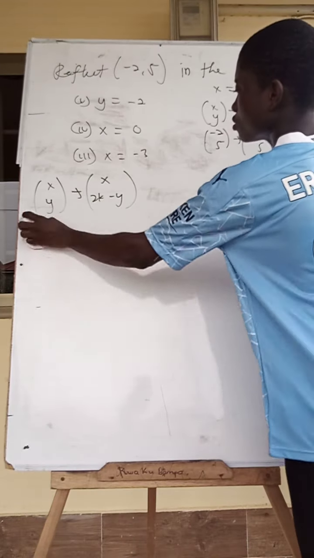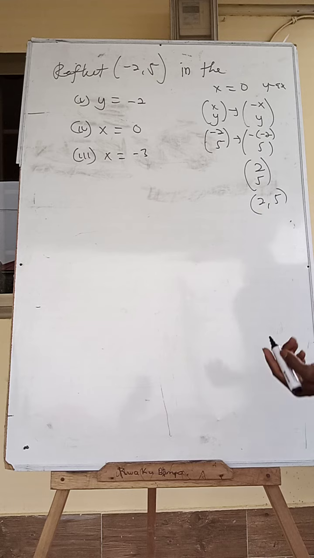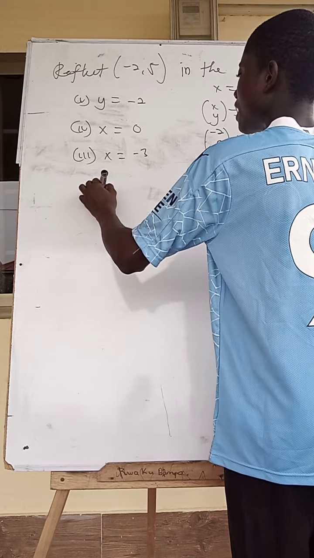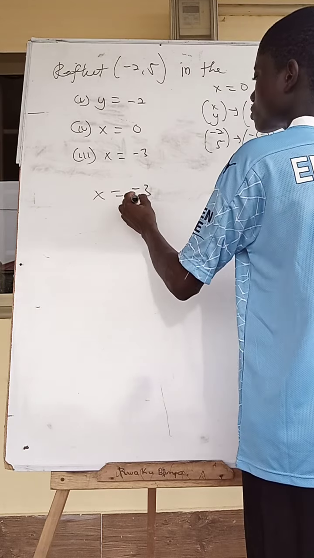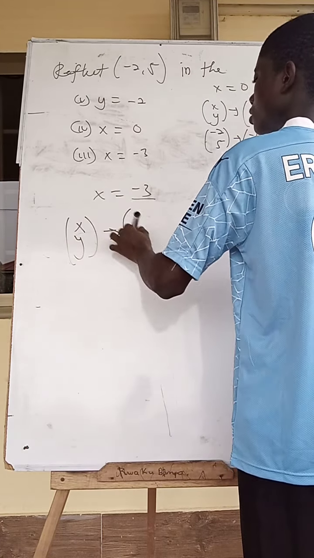Make sure you check your signs very well. A negative negating another negative becomes positive, and the rest. So, reflection in the line x equals negative 3. As I told you, this is not 0, so we are going to use this method.